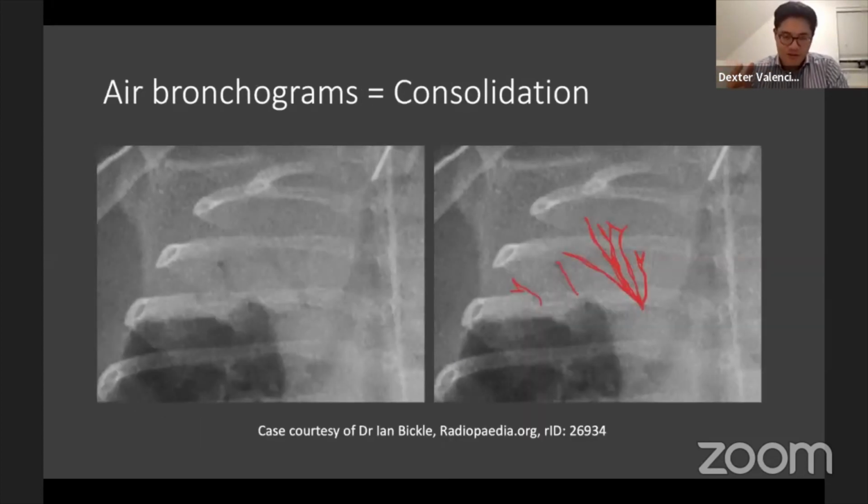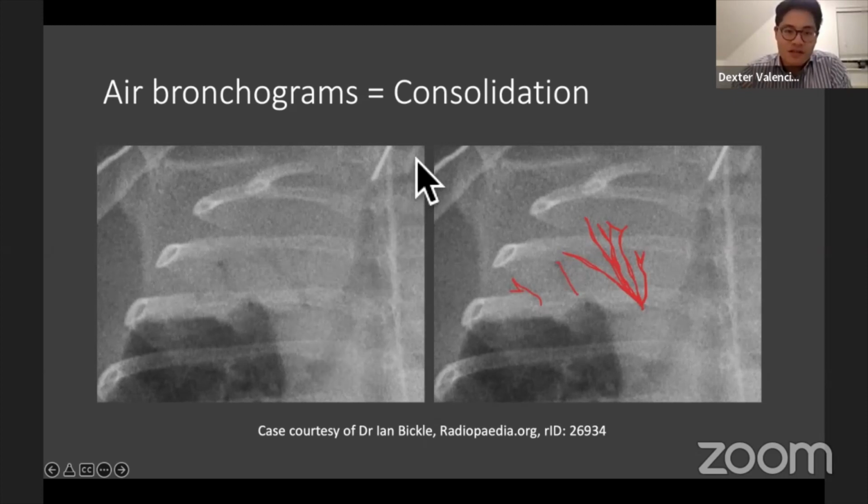And what does that look like? You've probably all seen consolidation on a chest x-ray or chest radiograph, and what it looks like is air bronchogram. So you have an opacity, as we can see in this right lung in this pediatric patient.